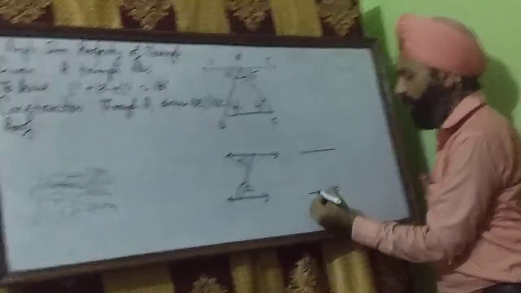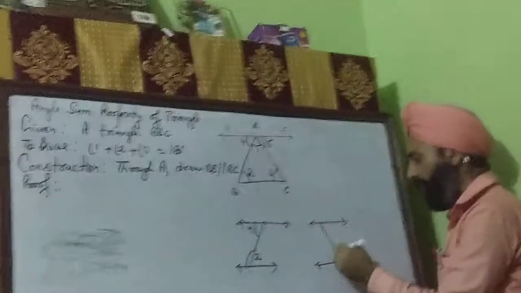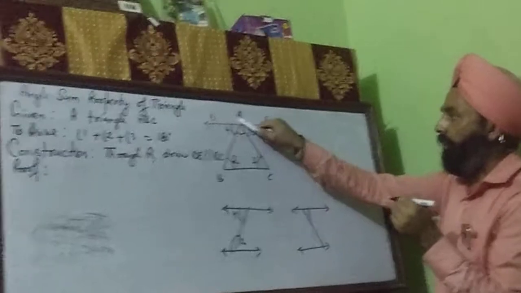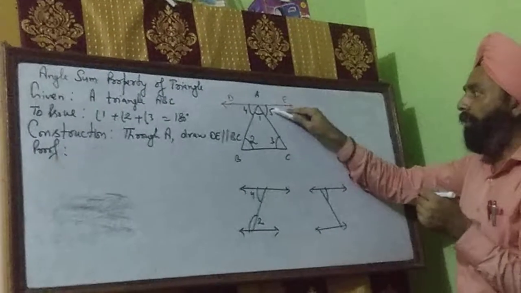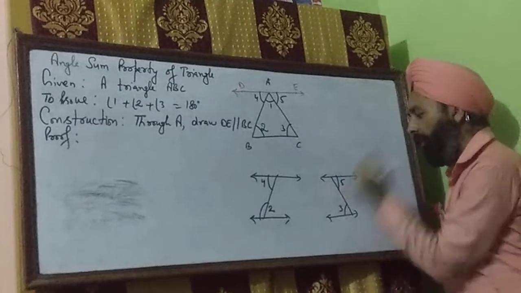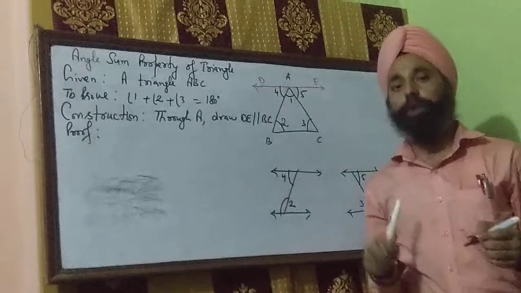In the same way, if these two lines are parallel and this one is a transversal, we can say these two angles, that is angle 5 and angle 3, are also alternate interior angles, so these are equal.